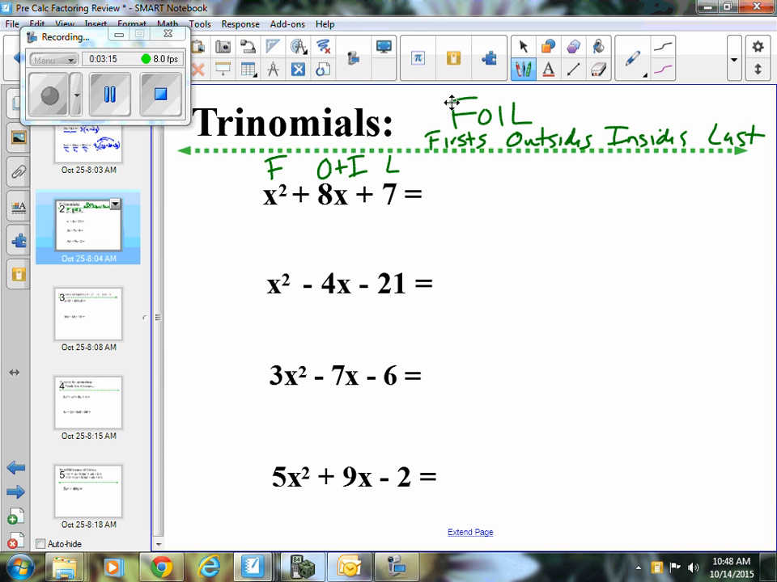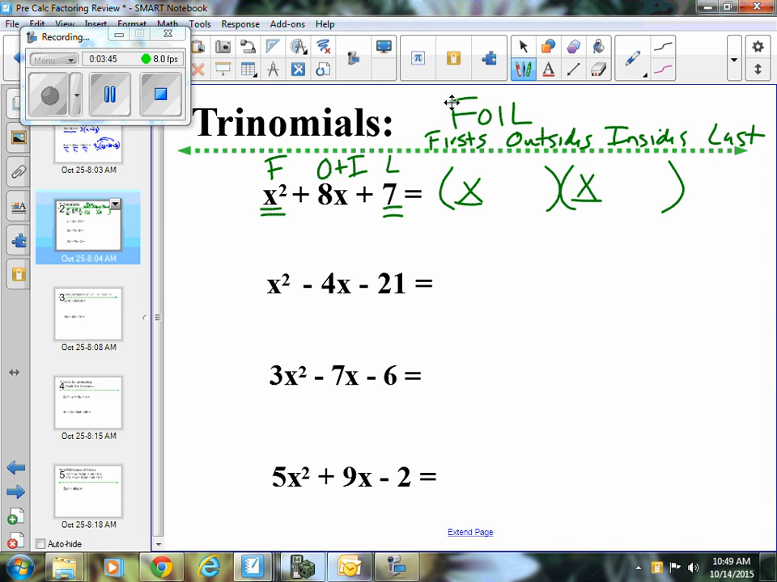So when we're thinking about trinomials, they always factor into 2 binomials, and that's where this FOIL comes from. So the things that go in the first positions have to multiply together to give you this x squared. So it would have to be x times x. The last terms, the product, have to give you a 7. So here's where you have to think about your factors: things that multiply to 7 that would add to that 8 in the middle.